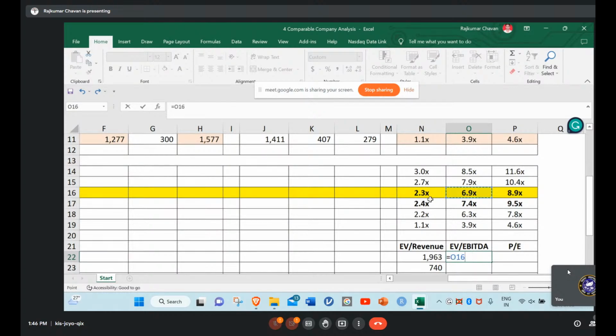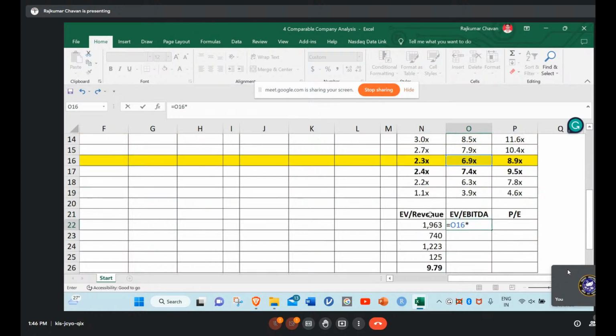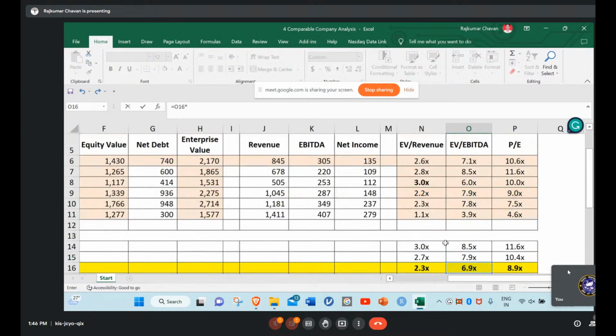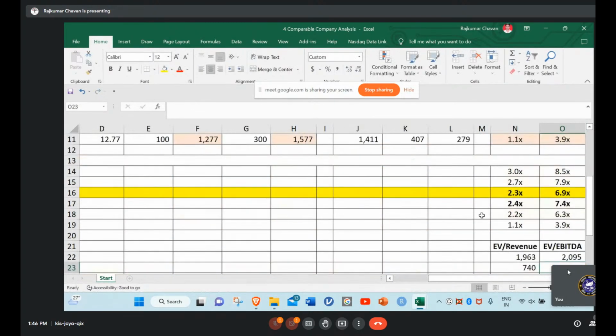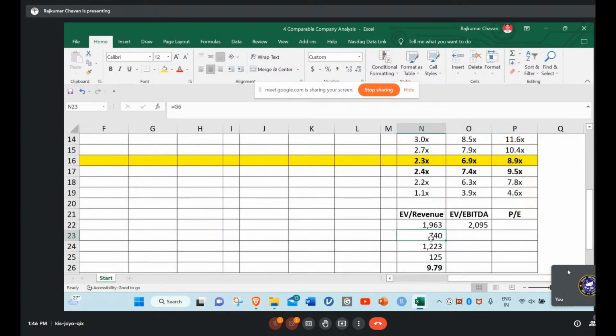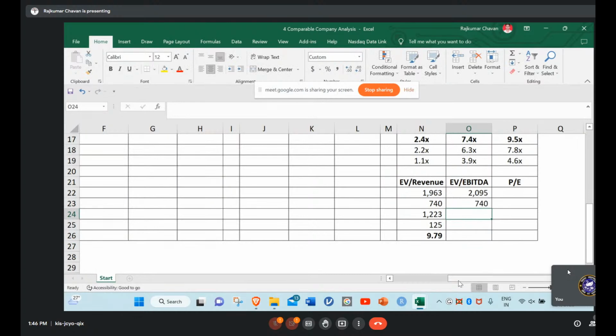Tell me now what I should take here. 6.9 into revenue or EBITDA? EBITDA. Here EBITDA will come, right? EBITDA of which company? ABC company. Can you see EBITDA of ABC here? 305. That is the answer. Now tell me, debt remains the same, right? Debt value is the same, 740. Now what can we calculate with this? So now market value, how to calculate? This value minus debt value is 1335, and the number of shares outstanding is 125 of ABC only. Finally, 1335 divided by 125 is 10.84. Make a note of this, you have to write it in your record book.